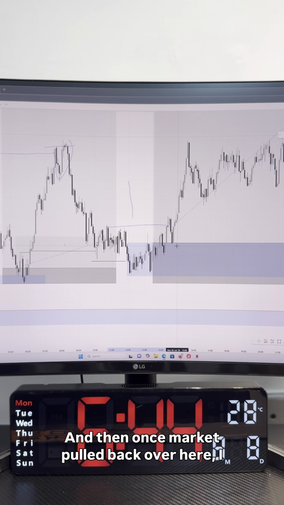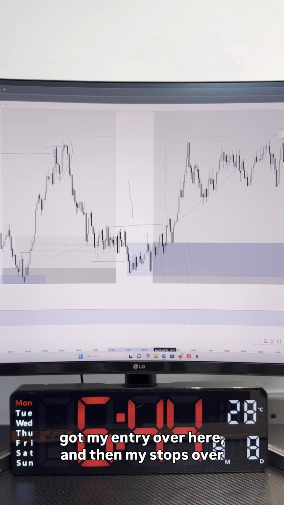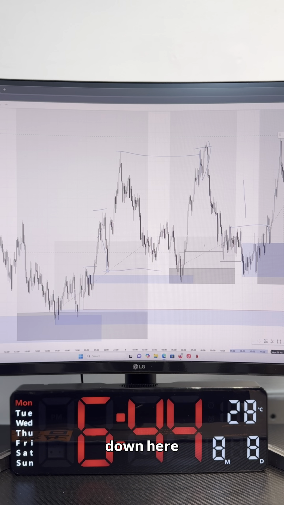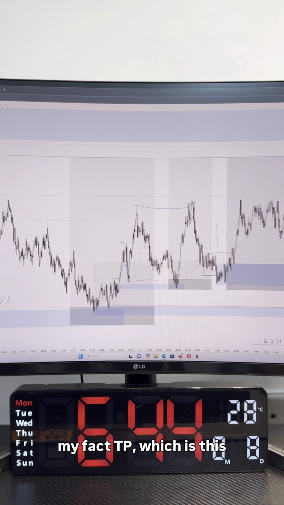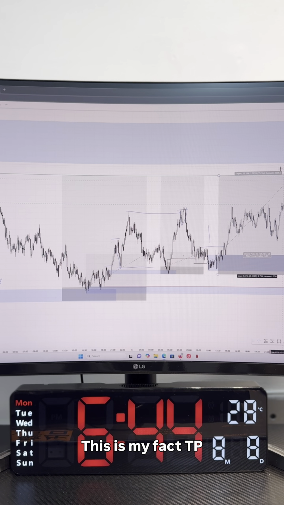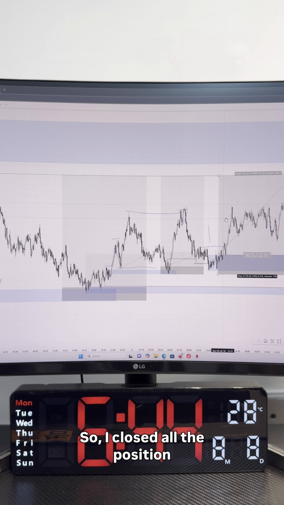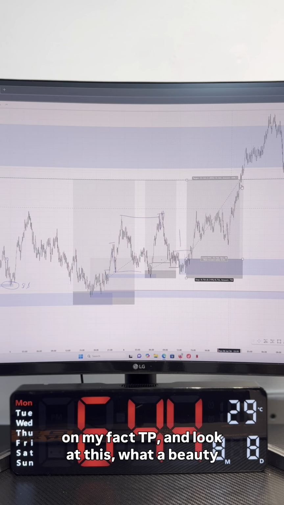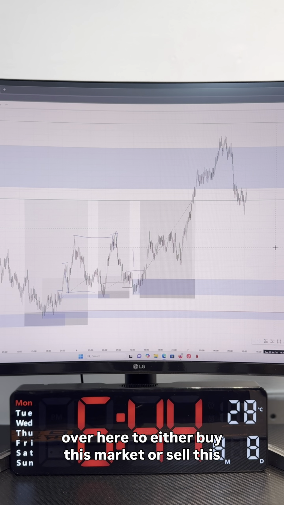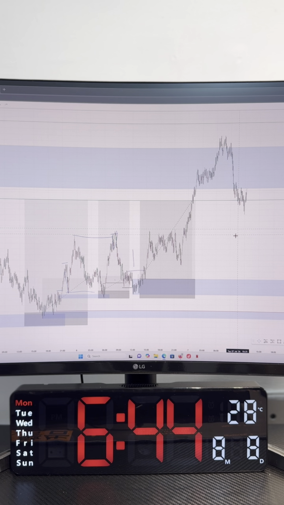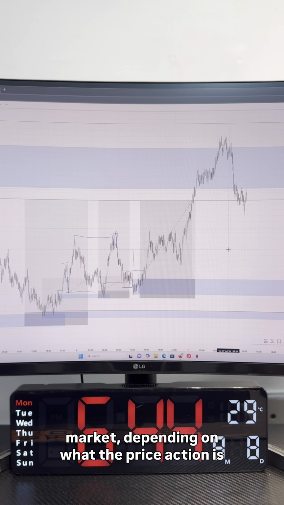And then once the market pulled back over here, I got my entry over here and then my stops down here. And what happened? I targeted my first TP, which is this. This is my first TP. So I closed all the position on my first TP and look at this. What a beauty. So I'll definitely be looking for a re-entry over here to either buy this market or sell this market, depending on what the price action is.